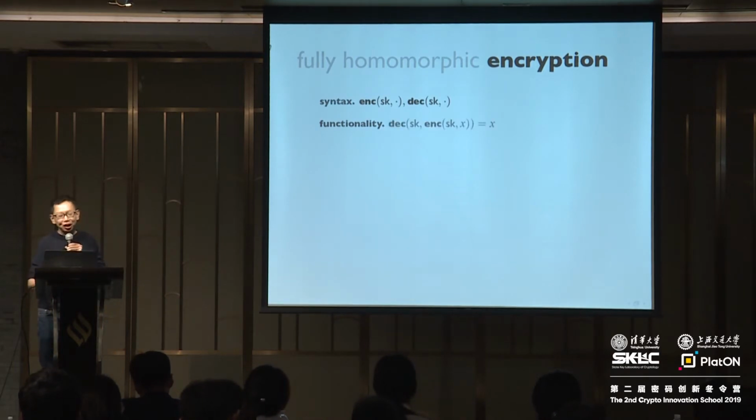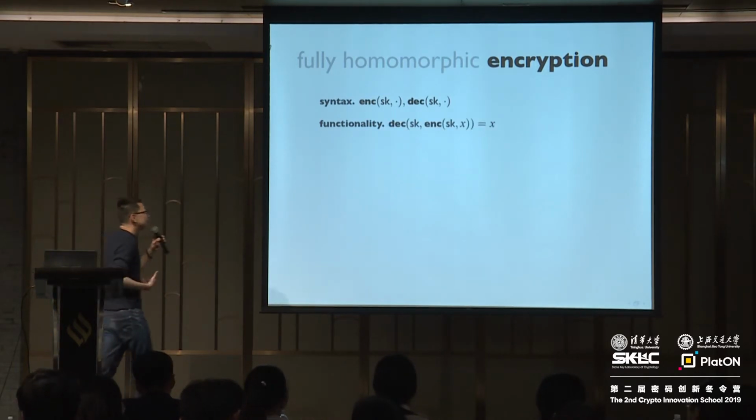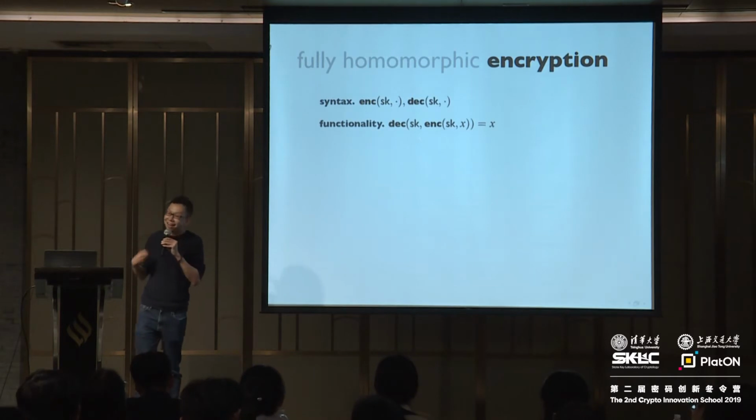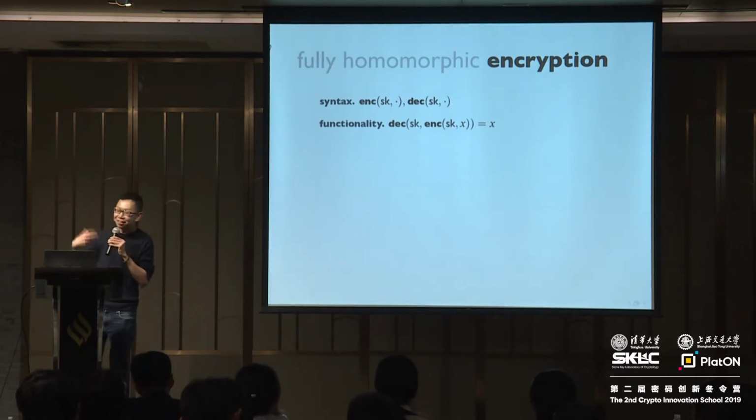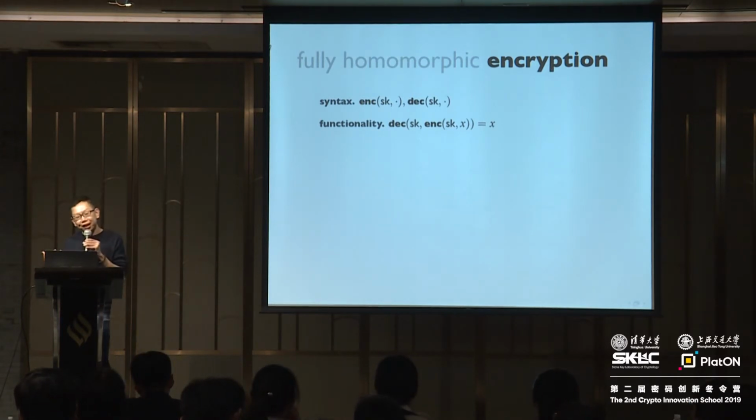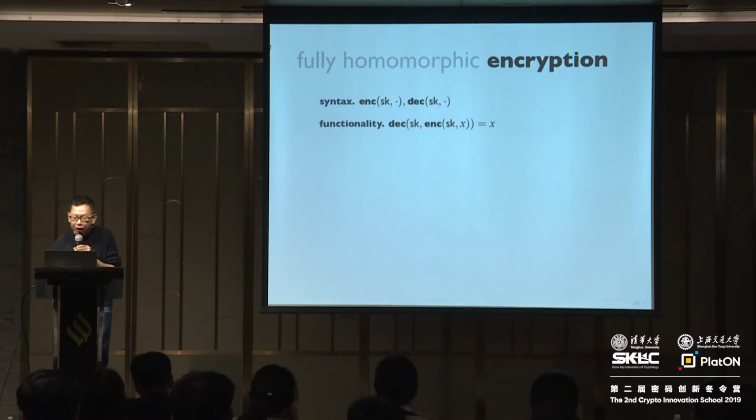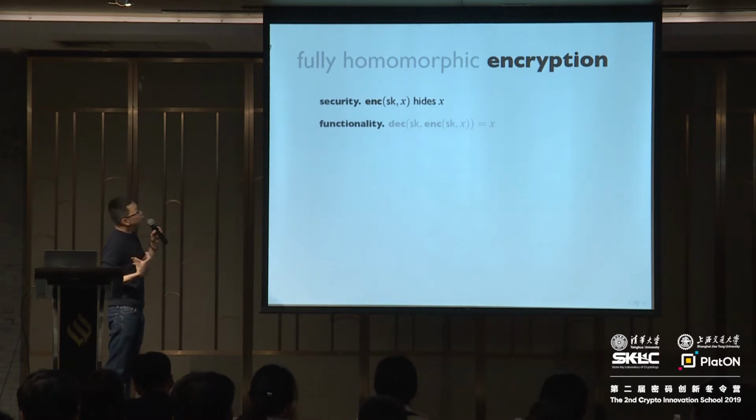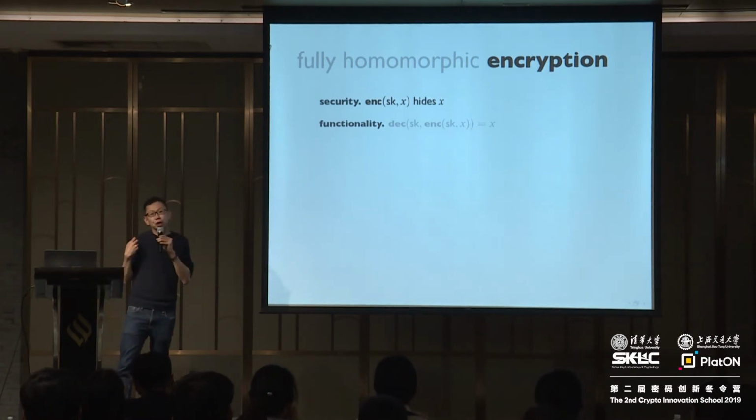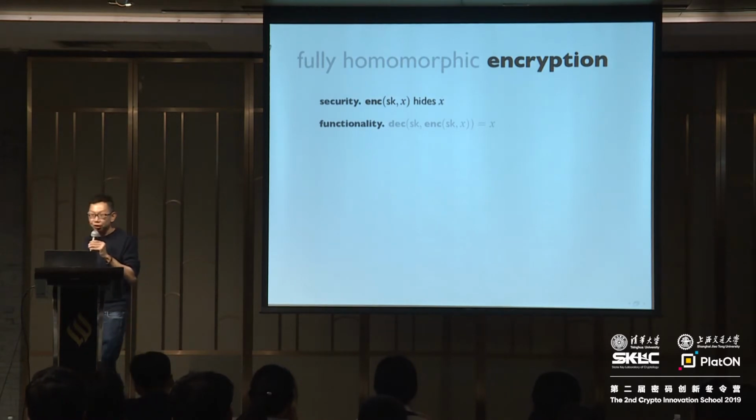The basic functionality requirement says that if you encrypt a message X to get a ciphertext, and then you decrypt the ciphertext, you get back X, which is what you started off with. We also have a security requirement, which says that the encryption of X should hide X, so it should reveal no information about X. And this should be true even if you use the same secret key to encrypt different messages. This is an explicit requirement in the context of secret key encryption.